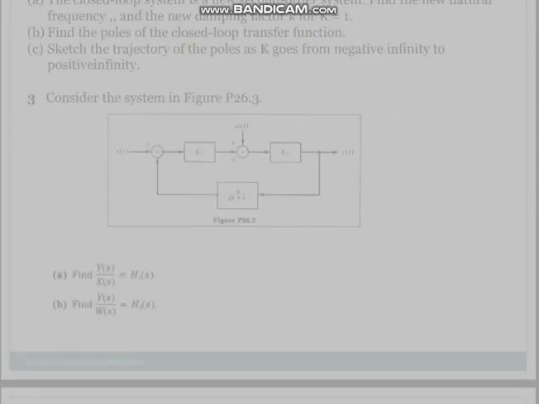A. The closed-loop system is a new second-order system. Find the new natural frequency and the new damping factor for K equals 1. B. Find the poles of the closed-loop transfer function. C. Sketch the trajectory of the poles as K goes from negative infinity to positive infinity. 3. Consider the system in Figure P26.3.